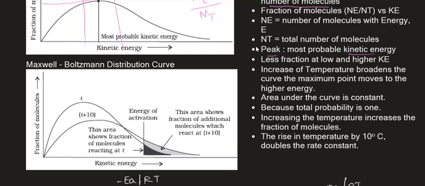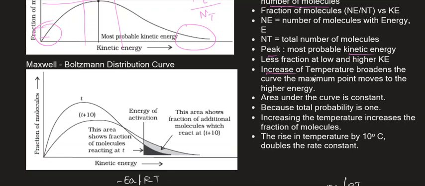That is this one, and the fraction is less at low and at higher kinetic energy. So in the lower kinetic energy as well as in the higher kinetic energy, there will be only a small portion. Less means that the ratio will be low here. Then the higher fraction will be at the most probable kinetic energy, or the highly excited energy.